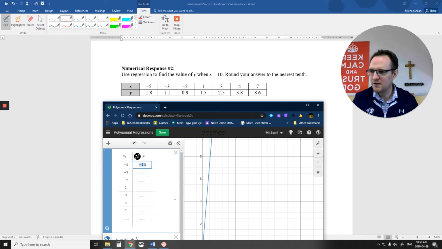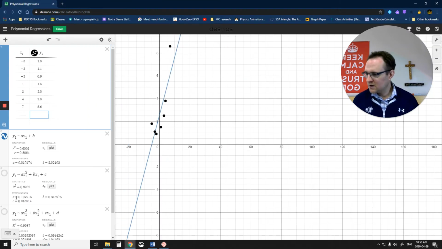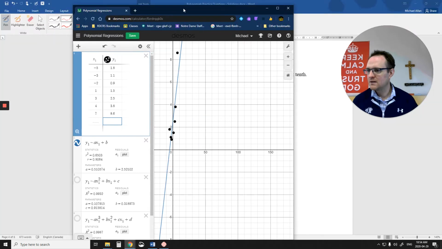Okay, so I got my values there. 1.8, 1.1, 0.9, 1.5, 2.4, 3.8, and 8.6. Okay. So I'm going to look over here at my r squared value. So I got 0.9987, 0.9932, and 0.6. So it's definitely not a linear line, so let's get rid of that. So it could either be a quadratic or a cubic graph, right? Either one of those two.